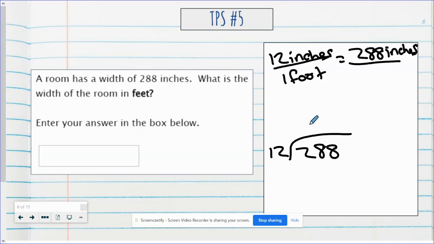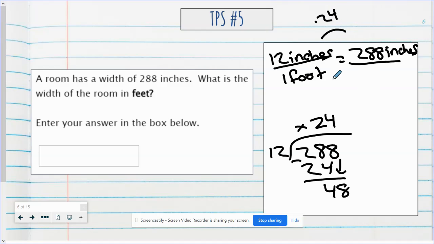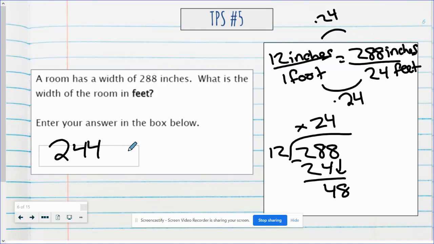288 divided by 12. 12 does not fit into 2, but it does fit into 28 twice. 12 times 2 is 24. Subtract, you get 4, bring down an 8. 12 fits into 48 4 times, so it would be 24. So this means that 12 times 24 is 288. If I multiply the inches by 24, I need to multiply the feet by 24. 1 times 24 is 24 feet. So the room in feet would be 24 feet. Sorry, not 244. All right, let's keep going.